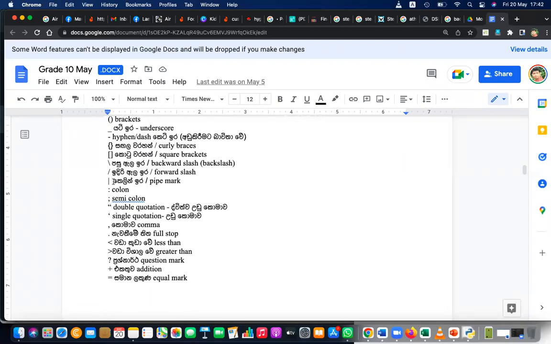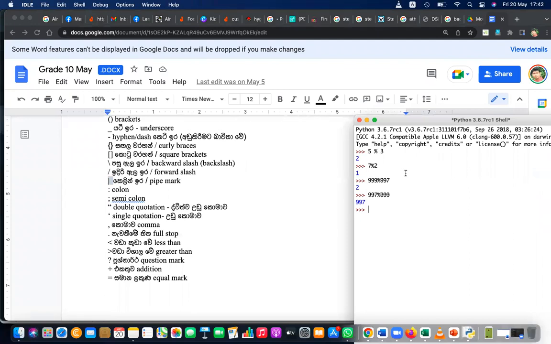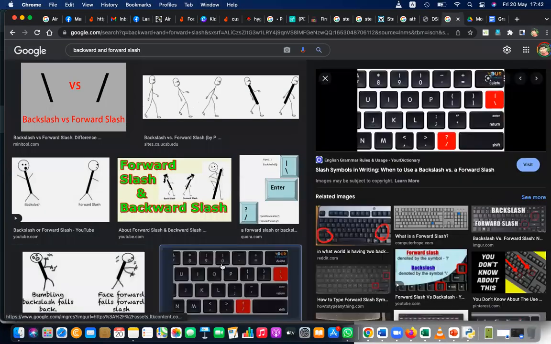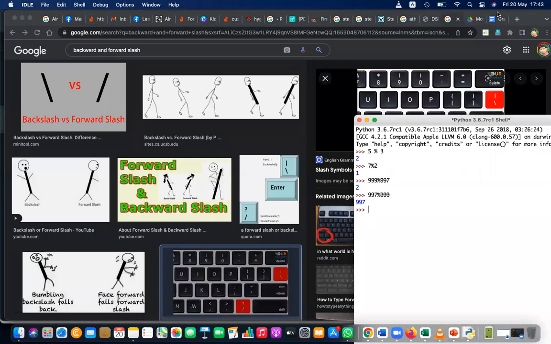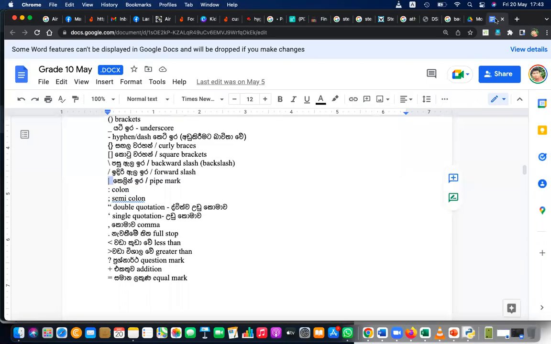So then, you know, this is called the pipe mark. Direct lines, pipe mark. It is available with the backward slash that you have to press with the shift key. Shift key plus backward slash will give you the pipe mark. That is also used in programming. Then colon and semicolon.